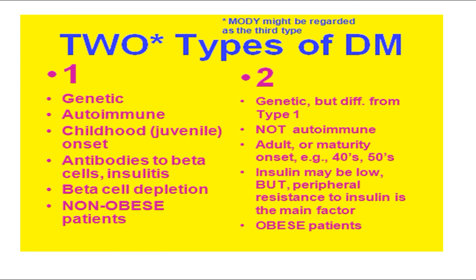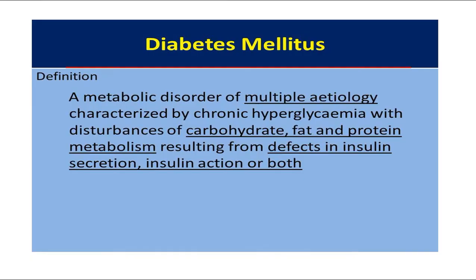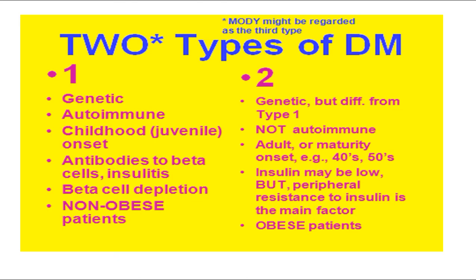Onset of the disease is in adulthood, so at 40 or 50 years of age the person starts developing type 2 diabetes mellitus. Insulin may be normal initially, and then afterwards it may be low. But the main problem is peripheral resistance to insulin. While in type 1 there is destruction of the beta cells, so the number of beta cells is less and no insulin is released. So absolute insulin deficiency is a feature of type 1 diabetes mellitus, while peripheral insulin resistance is the main factor for type 2 diabetes mellitus.